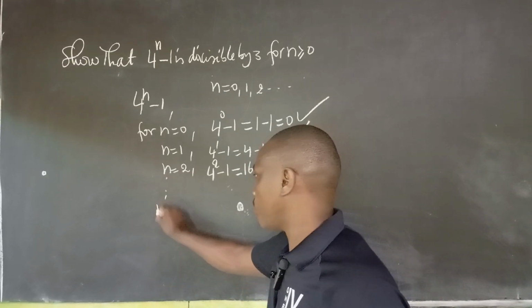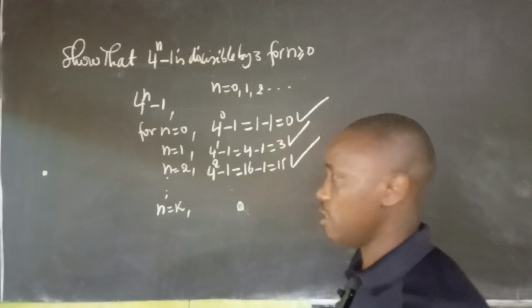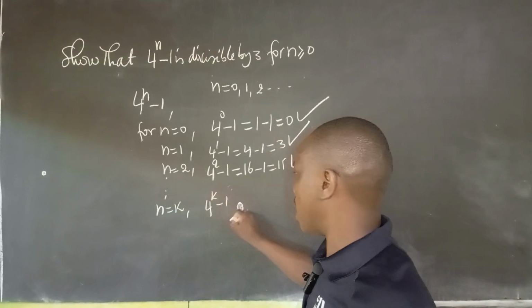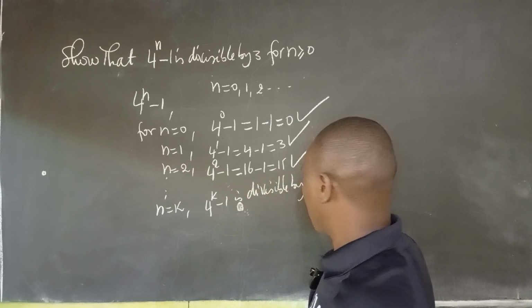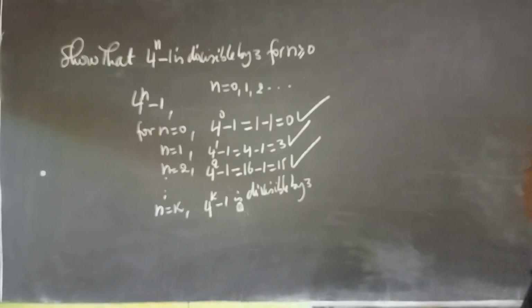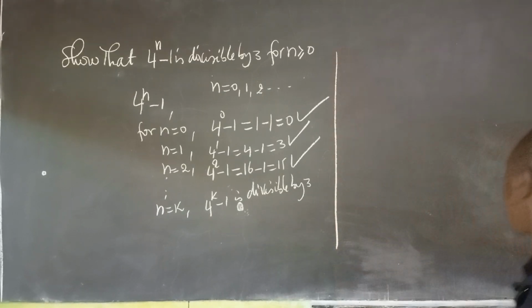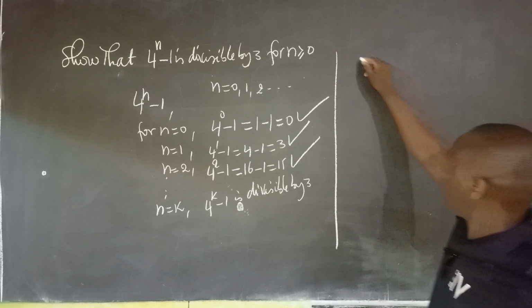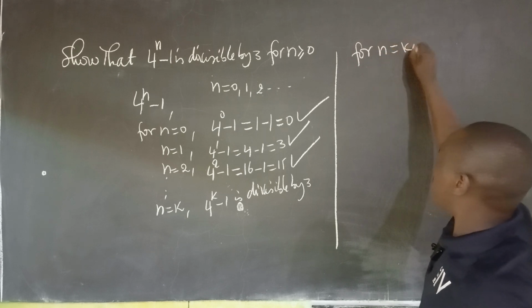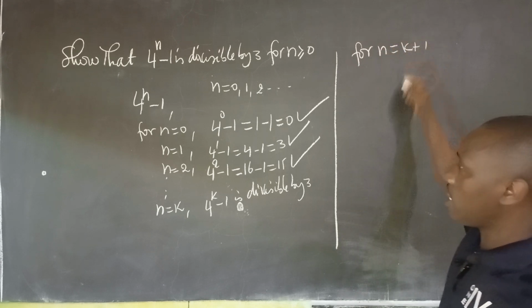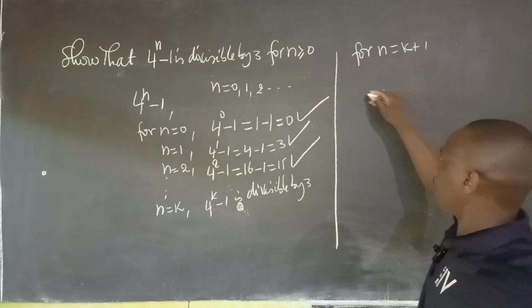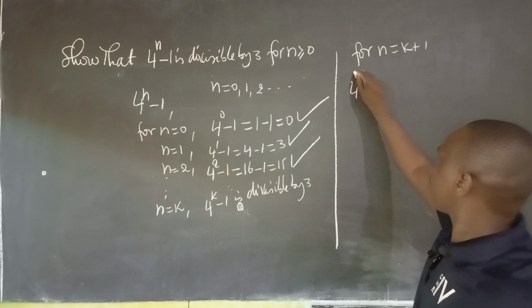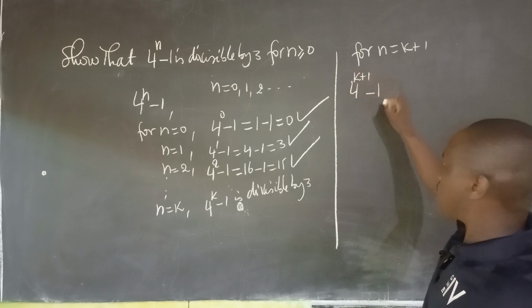Assume it is also true for n equal to k. This is to say 4 power k minus 1 is divisible by 3. For n equal to k plus 1, let's prove that this number is divisible by 3. We have 4 power k plus 1 minus 1.